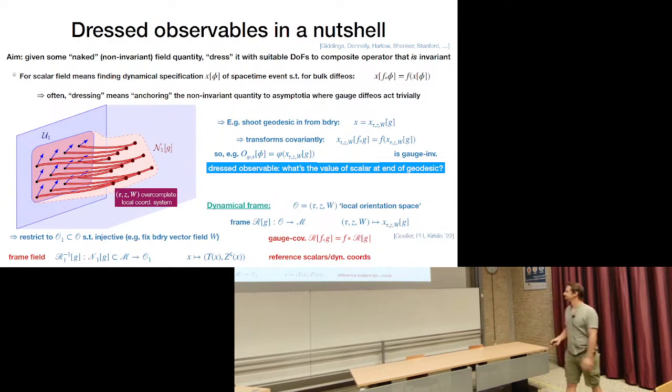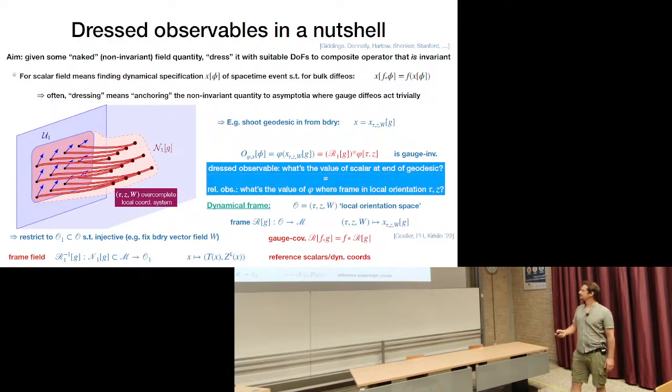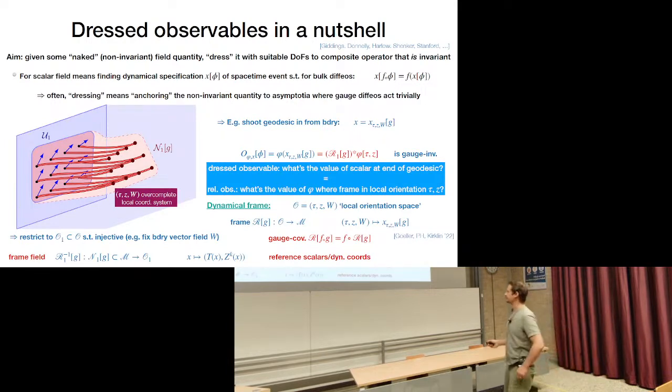When I do something like this, I can then also rewrite the dressed observable in this fashion, just by pulling back the scalar field to the parameter space. And then I can precisely interpret that observable as a relational observable: what's the value of phi at the event in space-time where the frame is in the local orientation tau z? So in this way, we can already see that we can interpret these dressed observables in a relational sense, as relational observables.